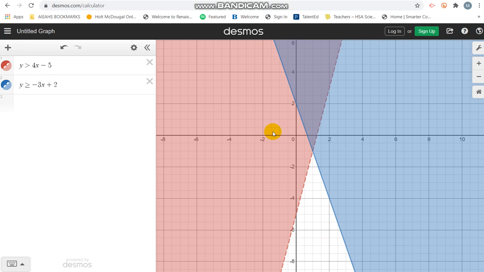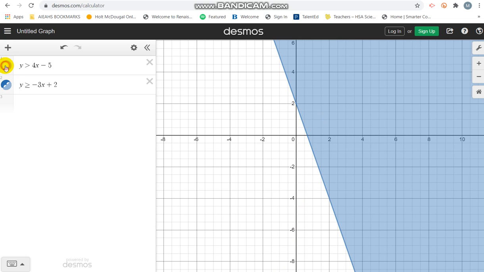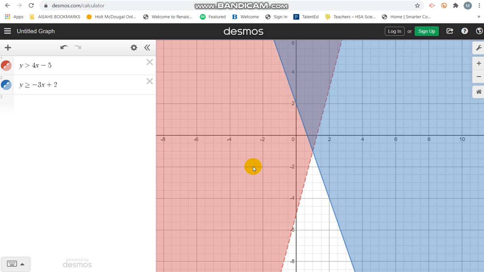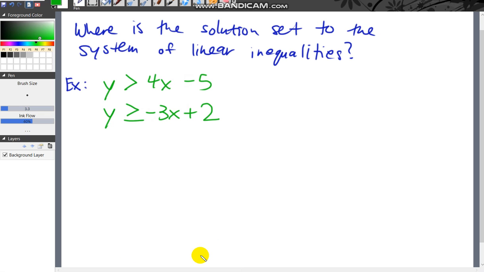As you can see, if I take this off, this red region means you're shading above the line. And if I put this region here, for this inequality you're also shading above the line, if that makes sense. Okay, so that's how that one works. Now let's change up the problem a little bit even more.